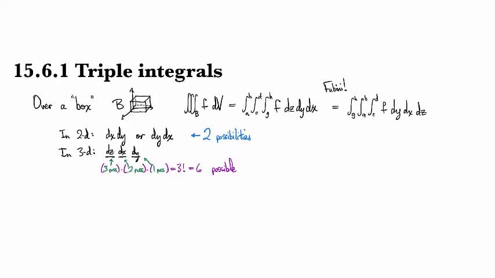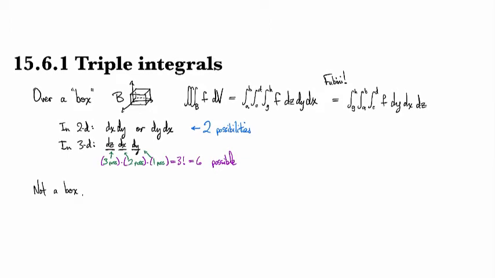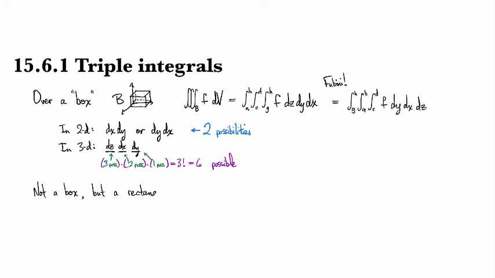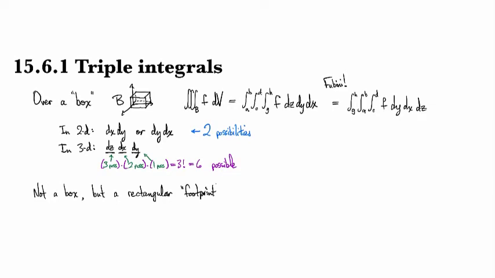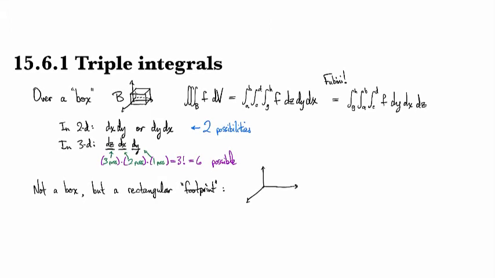The first one, I guess, is to say, what if we are not over a box? Well, then we're still going to want to be able to set things up nicely. Perhaps let's suppose there's a rectangular footprint. By footprint, I mean if we project to one of the coordinate planes. So the easiest idea is to say, what if we just looked down onto the XY plane and we saw that our region has a rectangular footprint like this.